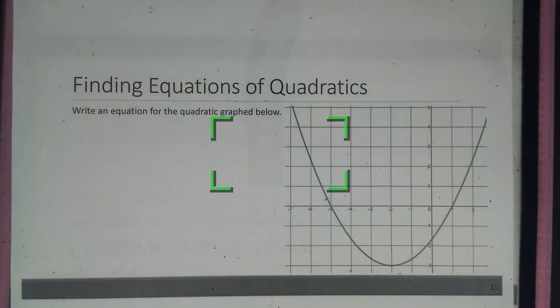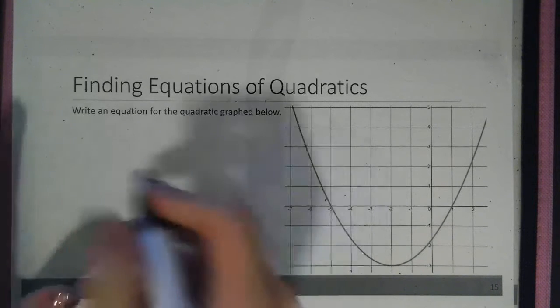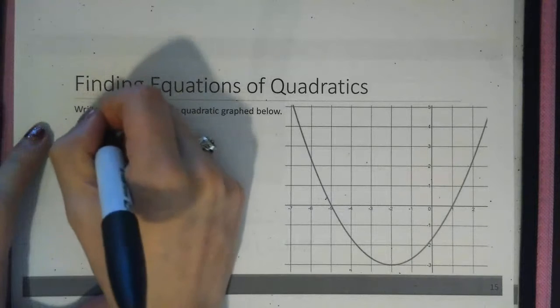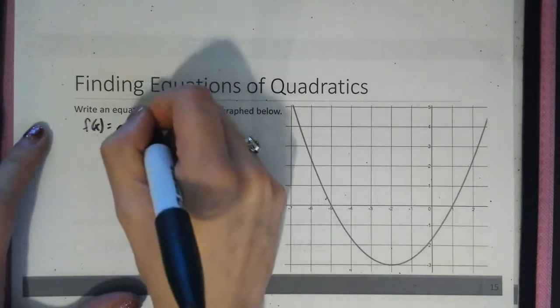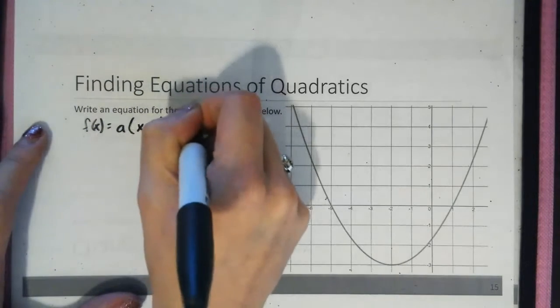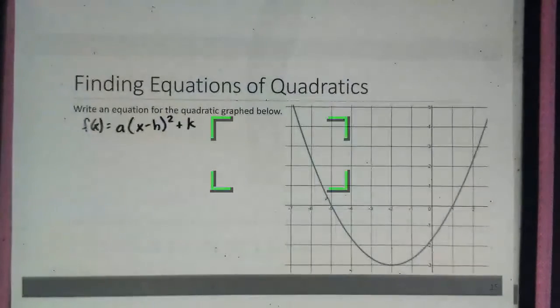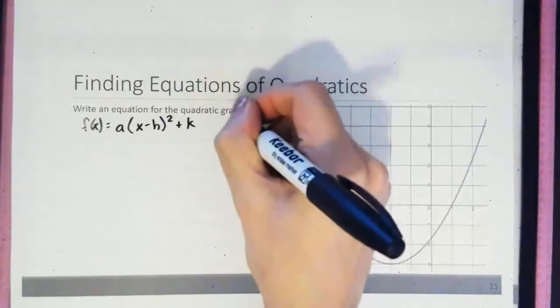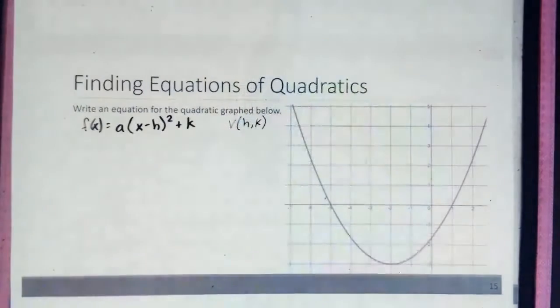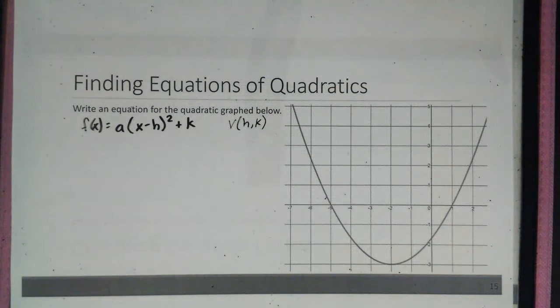Now we're going to look at the graph of a quadratic or a parabola and see if we can find an equation for it. This is pretty much section 1.5 again. We're just going to focus on the quadratic. Now remember that transformation or vertex form we had before? It said f of x is equal to a times x minus h squared plus k. In this form, our vertex is located at h comma k. So we need to figure out where our vertex is.